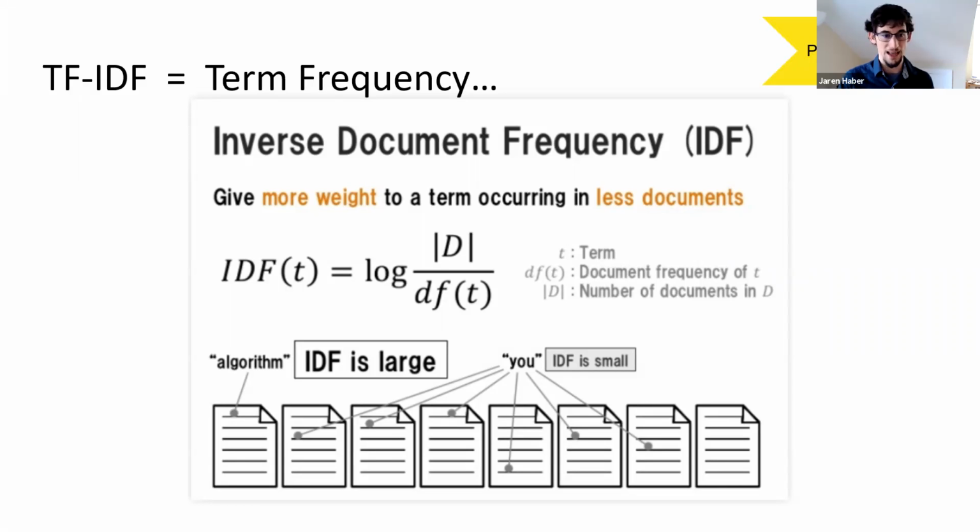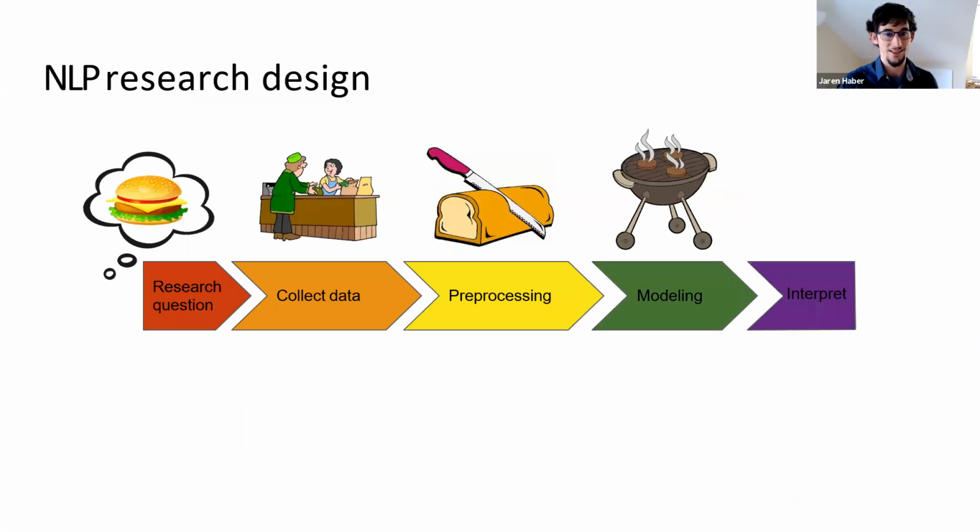The word algorithm is going to have a high IDF, inverse document frequency, the denominator there, if it's in just one document. Whereas the word you, even if you don't remove stop words such as you, the IDF will be very small, which gives it a lower weight. So there you go. All right, so the next step in our research design metaphor is modeling.